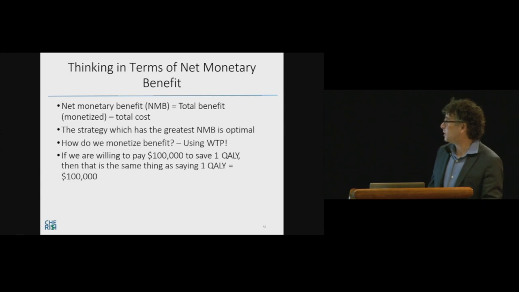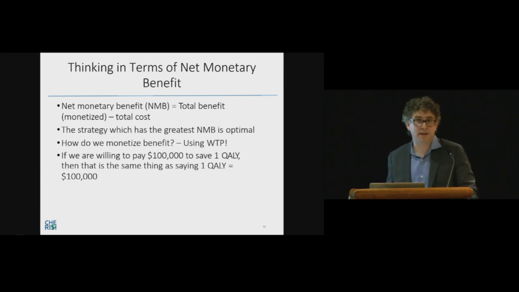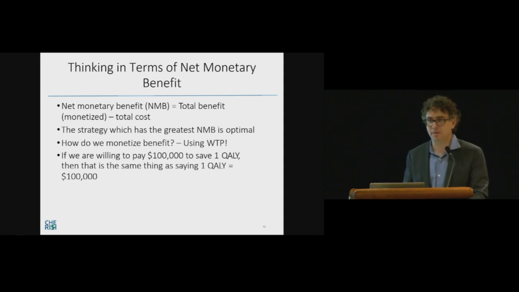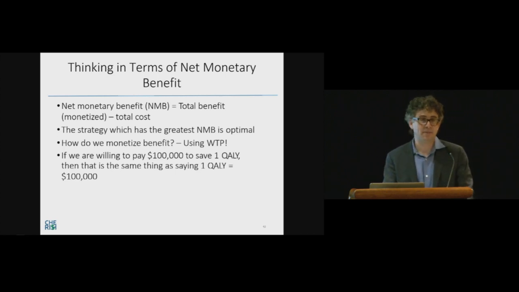So the challenge here is how do we monetize the benefit, right? If the benefits are in QALYs, how do we monetize that? And then people get a little bit uncomfortable because it seems weird to monetize a life. So an economist would say, get over it. We do that all the time. But you don't have to do that. We can have that conversation, but you don't even have to go to that space in order to do this approach.